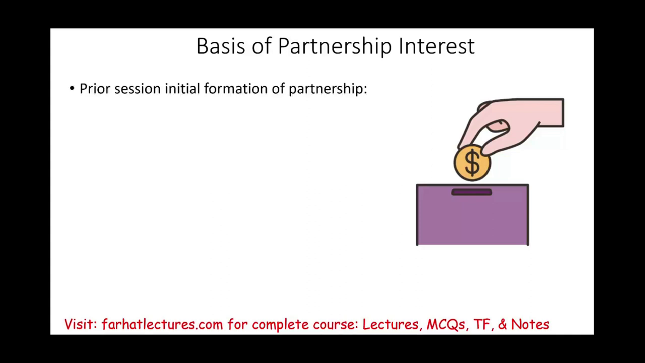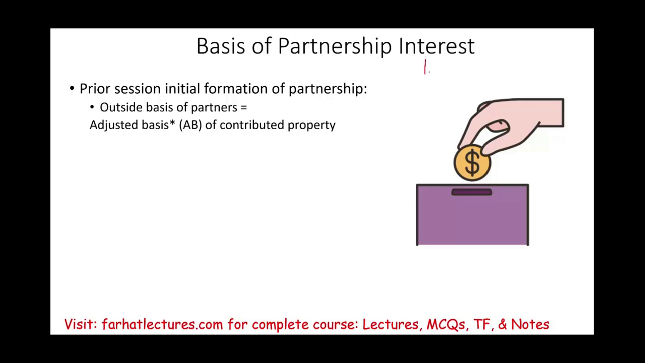In the prior session, we looked at the initial formation of partnership and we established that the outside basis of a partner is equal to the adjusted basis of the property contributed. So if you contributed a piece of property, let's assume a piece of land, with an adjusted basis of 80,000 and fair market value of 100,000, there's a pre-contribution gain, which we talked about, but how much is your basis in the partnership? You would use the adjusted basis of the property contributed.